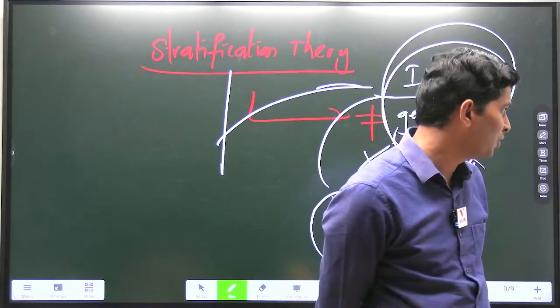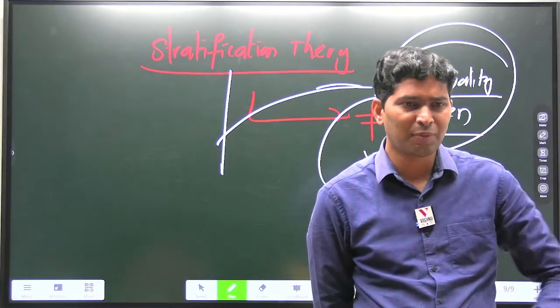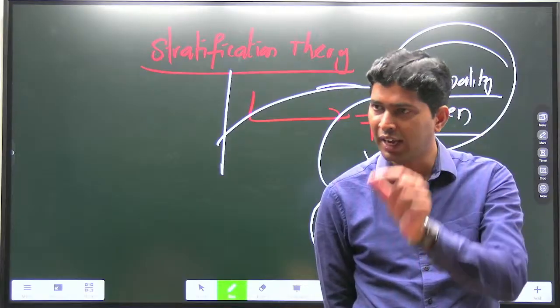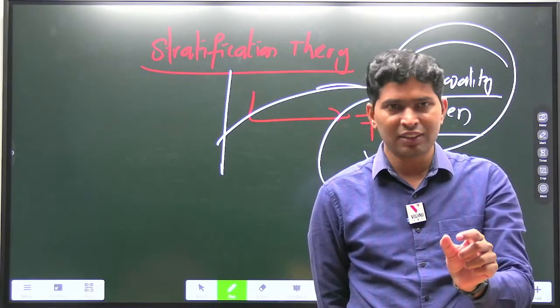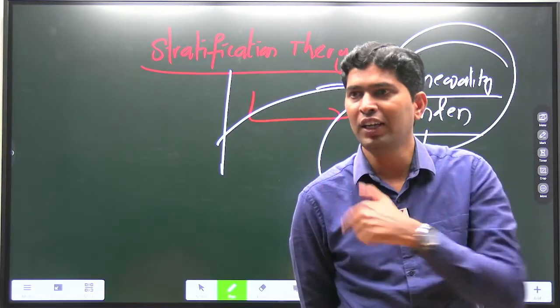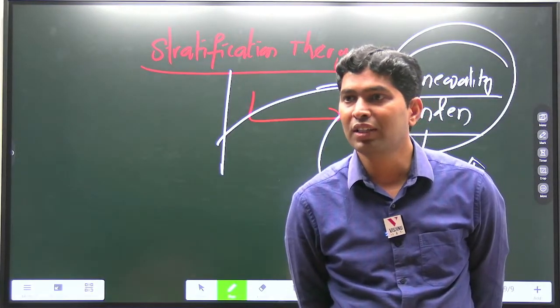So actually tomorrow only we are going to start the topic: equality, inequality, poverty, deprivation, hierarchy. Each of them has thinkers' theories. But all these theories are overlooking why equality is not available for women.